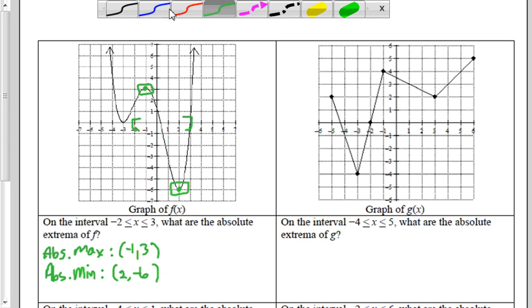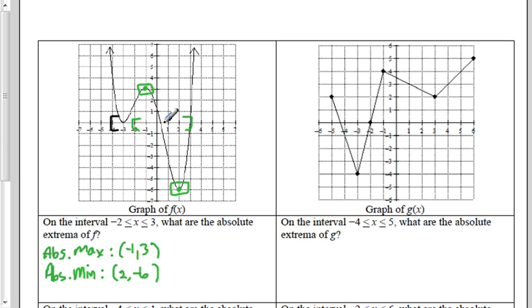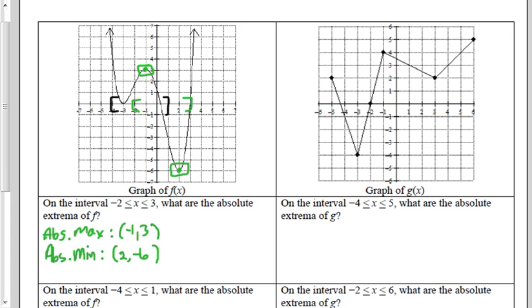Okay, now let me just change pen color. We'll go to black. And the next one asks for the interval from negative 4, so that's right here, all the way to positive 1. Once again they're asking for the absolute min and the absolute max. And remember, the absolute extrema don't have to necessarily increase or decrease. It's including the negative 4 and the 1. Let me just trace this with the black marker, all the way to 1.